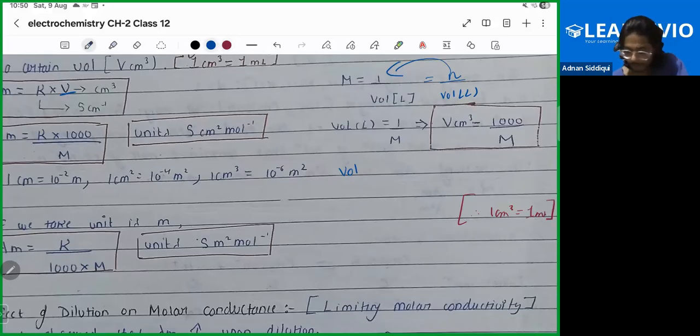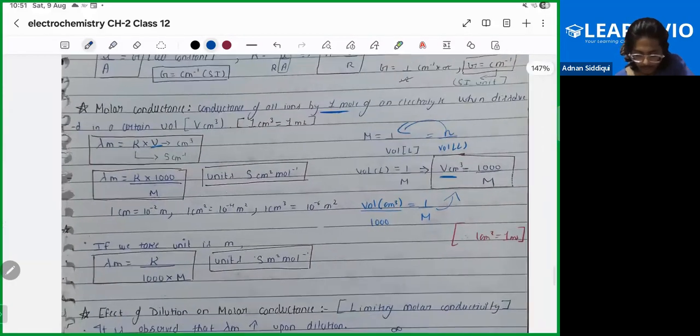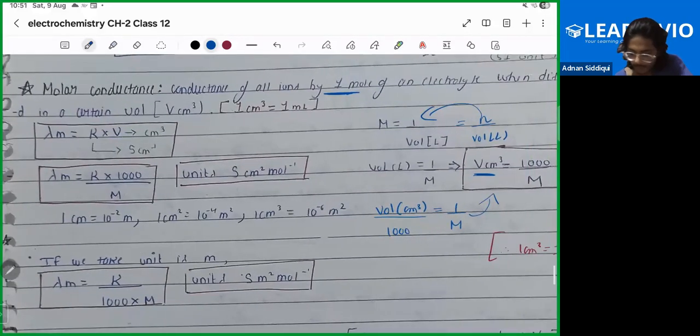So if you are converting this into milliliter, or you can say centimeter cube, you will have to divide it by 1000, which is equal to 1 upon M. After solving this, you get volume in centimeter cube or volume in milliliter is equal to 1000 by M. So you just replace your volume value with 1000 by M, because you know the formula for molarity. You just interchange your volume in terms of molarity. So you can use the mole factor. Is it clear how we derived this formula from this one?